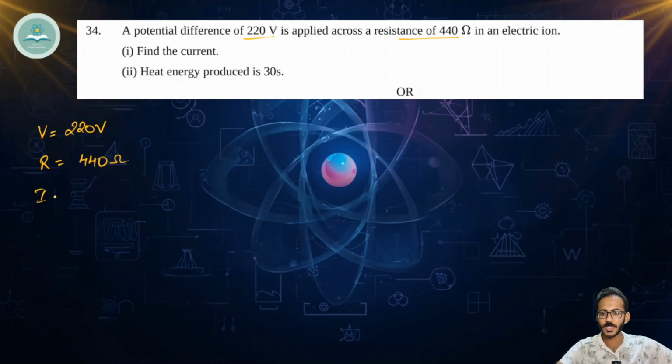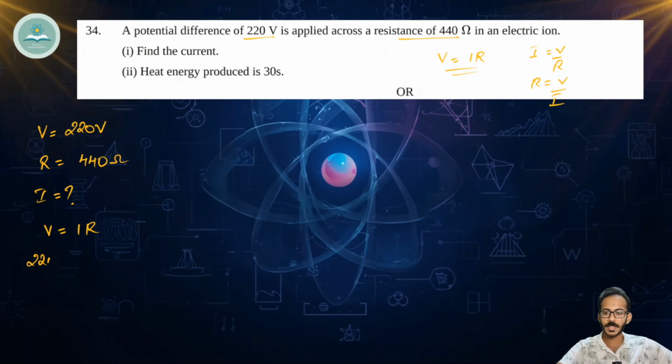Find the current. So first of all, we should find the current. Okay, let's do that first. We know as per Ohm's law, V is equal to IR. I can rearrange and write I is equal to V by R, or R is equal to V by I. So anyway, using Ohm's law, let me substitute. V is equal to I into R. I'll substitute the values.